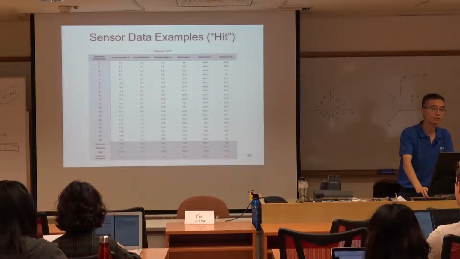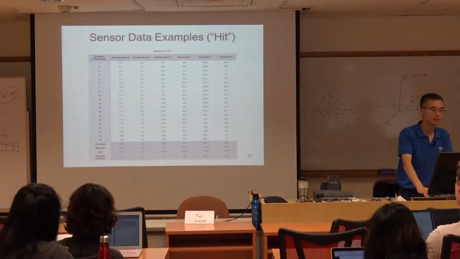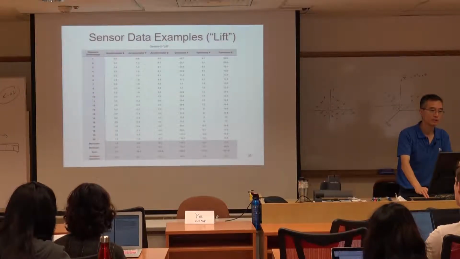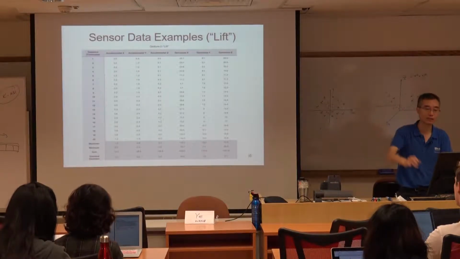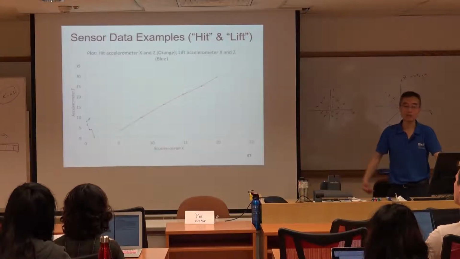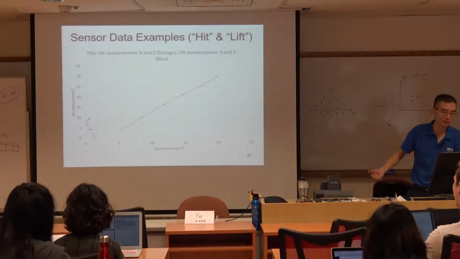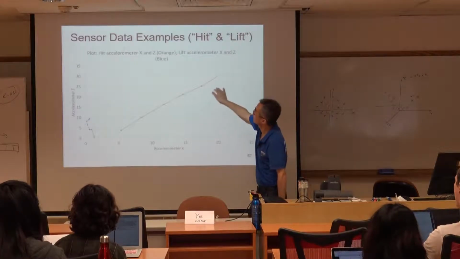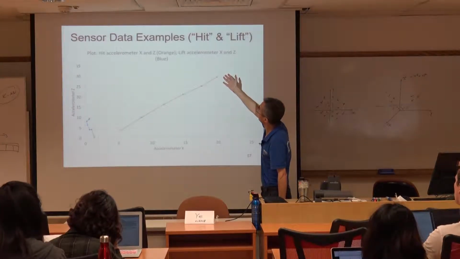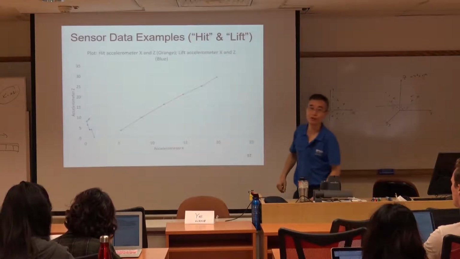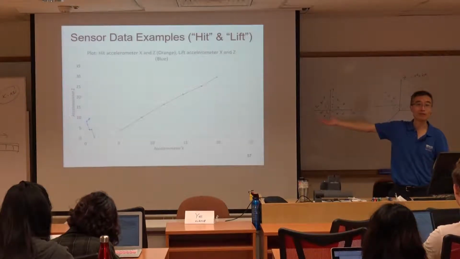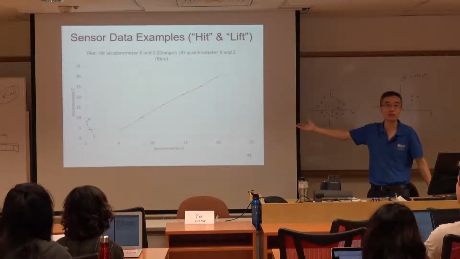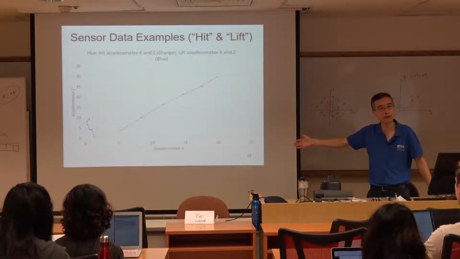These are some real sensor data that Mick collected for the gesture of hit. And this is a sample data set for the action of lift. If you visualize this data, hit and lift, in this two-dimensional feature space, this orange one represents the hit, and the lift one is the blue one, in the corner. If in the feature space you can distinguish them as clearly as this, the classification is not a problem. This is only about two-class classification, right?